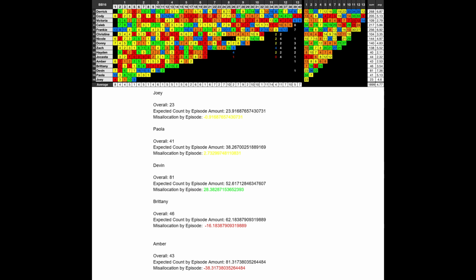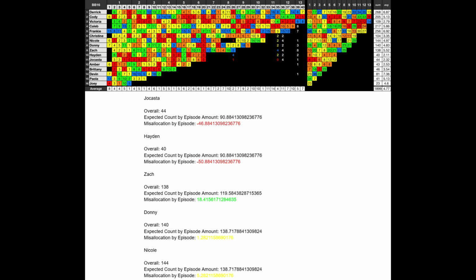Brittany has 46 diary rooms, and her expected count by episode amount is 62.18, costing for a negative 16.18 misallocation amount, so she's definitely under distributed. Amber has 43 diary rooms, and her expected count by episode amount is 81.317, causing for a negative 38.31 misallocation. This means that she's missing roughly half of the amount of diary rooms that she needed if things were evenly distributed, so she was hugely under-edited.